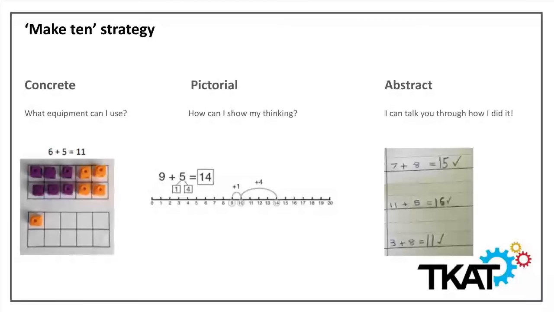On the number line, the child is solving 9 plus 5. They start on 9, and to make 10, they need to add 1 more. So they partition 5 into 1 and 4. They add the 1 to get to 10, then they add on the remaining 4 to make 14.